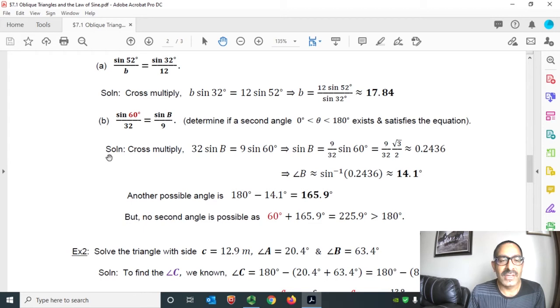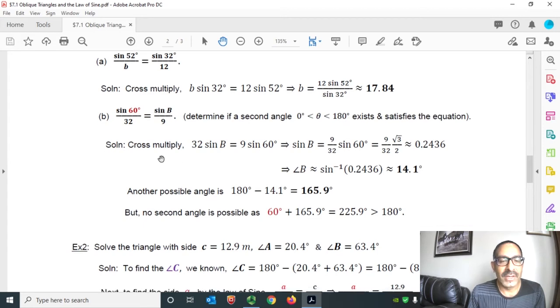Begin the solution, again cross multiply. So here 32 times sine b equals 9 times sine 60 degree. We are finding the value of b, so let's isolate sine b on the left hand side. That means divide both sides by 32. So then sine b equals 9 over 32 times sine 60 degree.